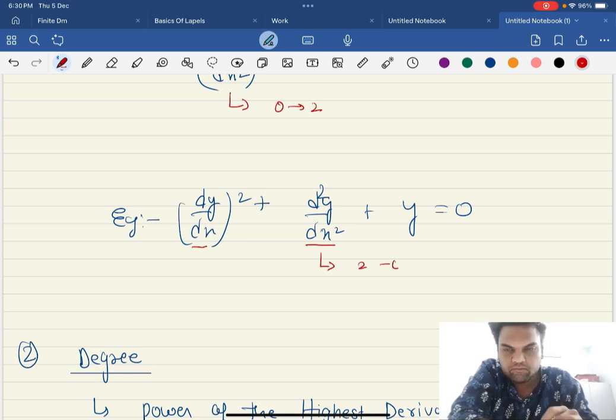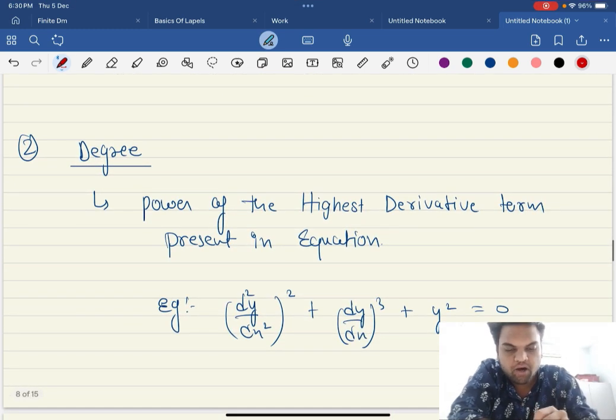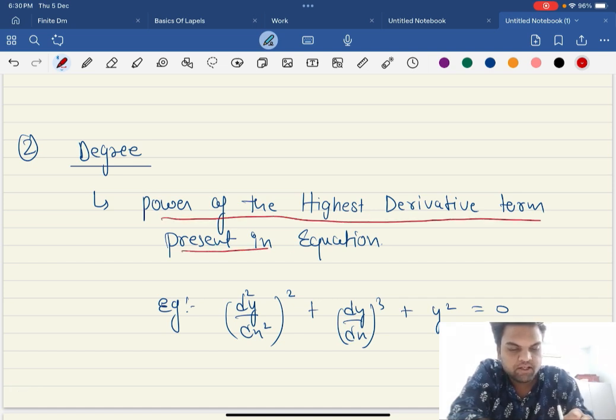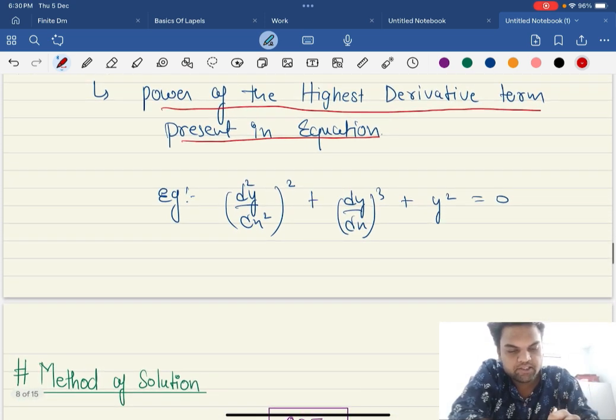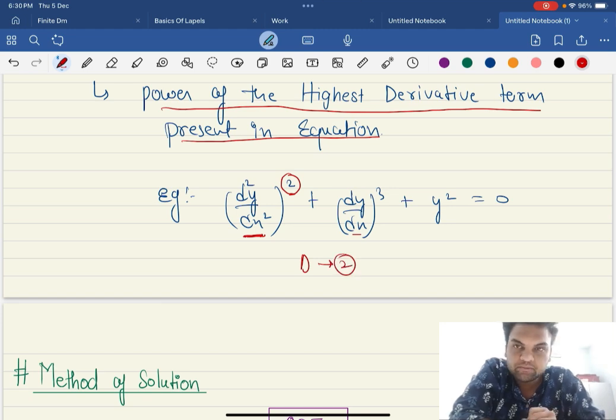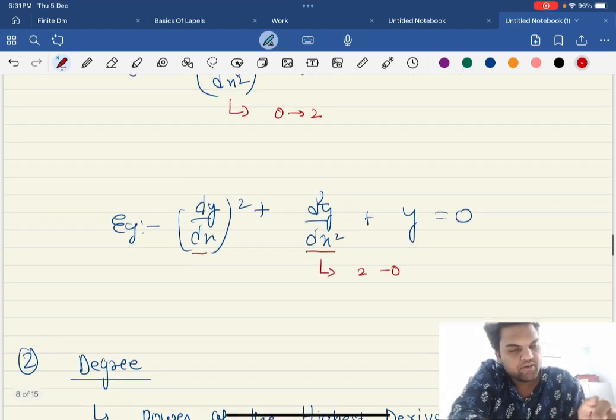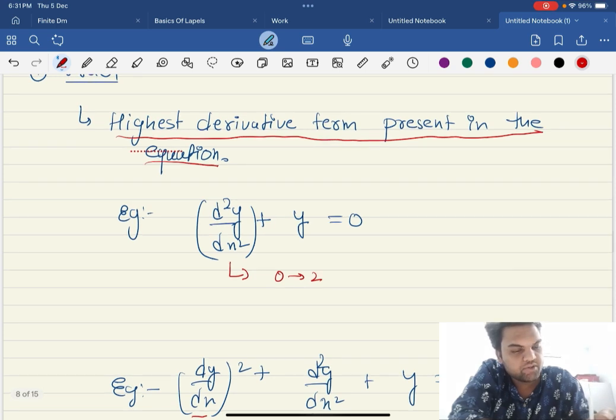Now degree is nothing but the power of the highest order derivative term present in the equation. So this is a differential equation in which the highest derivative term is this, whose power is 2, and this is a lower derivative term whose power is 3. So the highest derivative term is this, its power is 2, so the degree of this equation is 2. In our course we have only those differential equations which have first order and first degree.